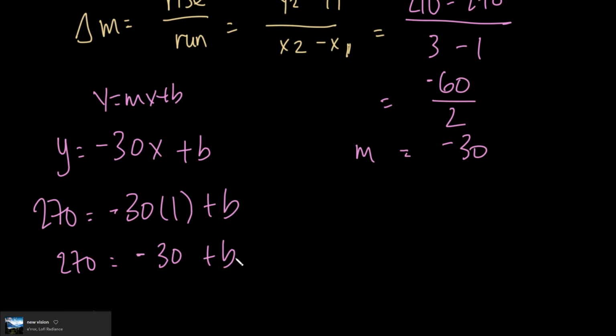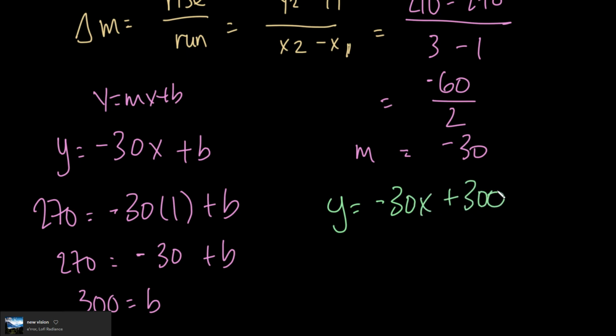I add 30 to both sides to get rid of this negative 30, right? If I add 30 to both sides, I'm going to get 270 plus 30, which is 300, equals b. So now I have fully my equation of the line here. So I have y equals negative 30x plus 300.